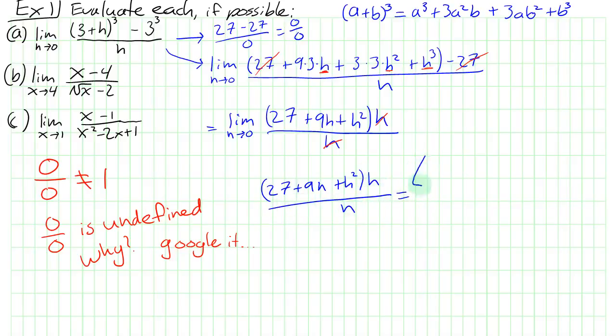It's equal to, if h is not 0, you can just reduce it. If you're plugging h equals 1 or h equals 5, 5 over 5 is 1, so you can just reduce it. And you get 27 plus 9h plus h squared, if h is not 0. And if h is 0, then the top is 0 and the bottom is 0, and it's undefined.